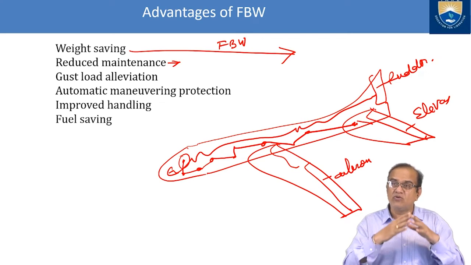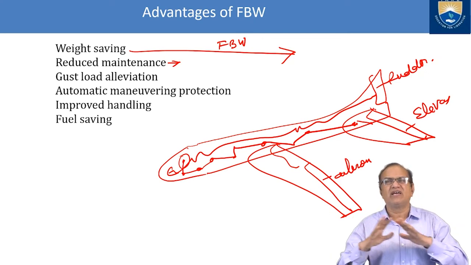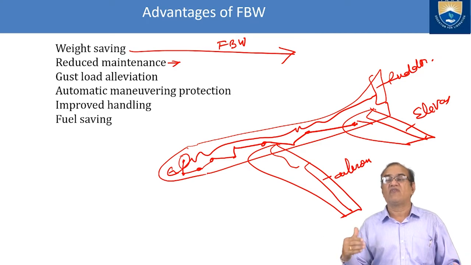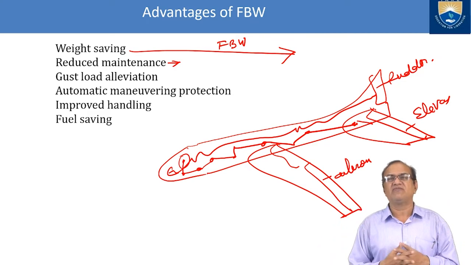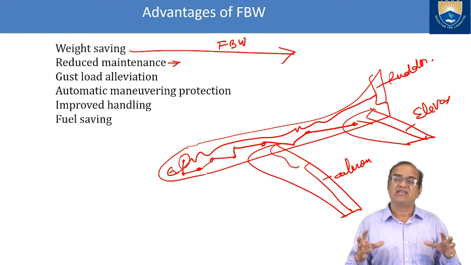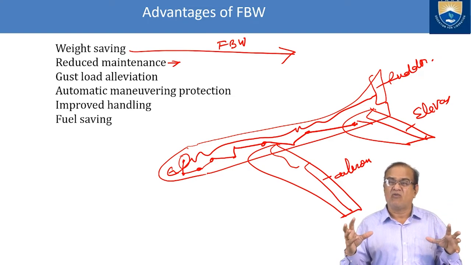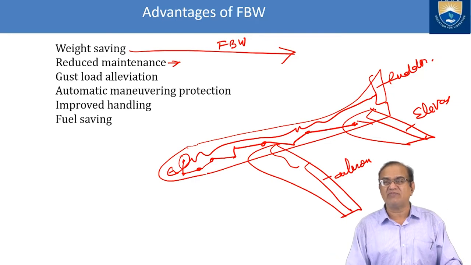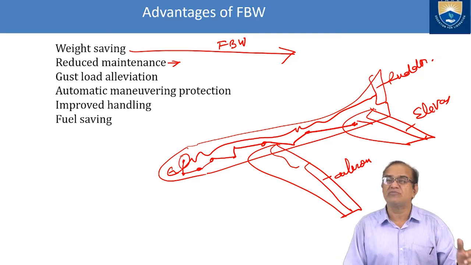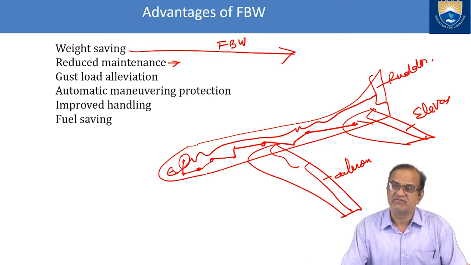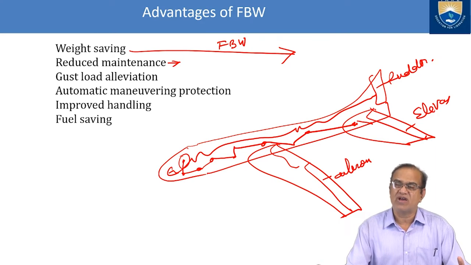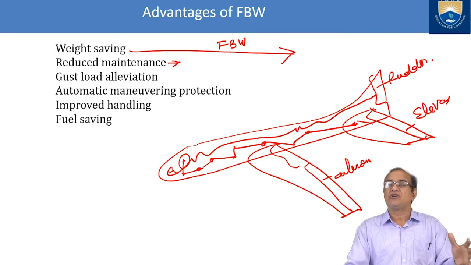So, if you remove all these parts, all these problems will be reduced. The flight safety will increase. The aircraft availability will also increase, the maintenance cost will reduce, and the flight will be available for more time. Hence, the reduced maintenance will give a lot of benefits for the aircraft. So that is why we use the FBW fly-by-wire system. This is the reduced maintenance.